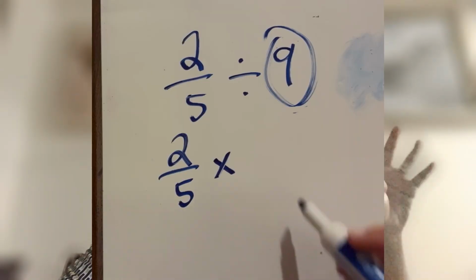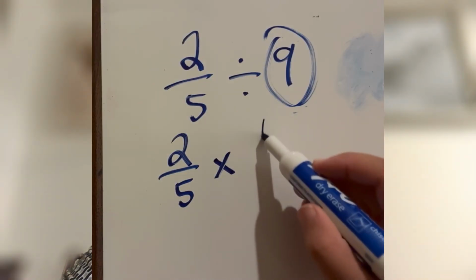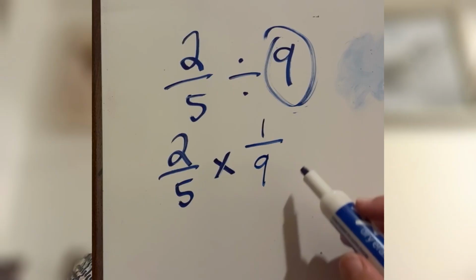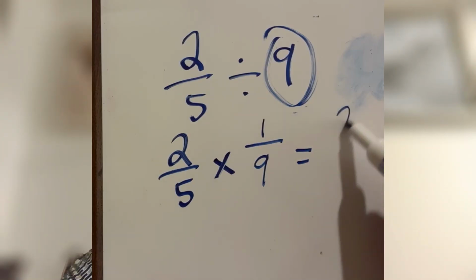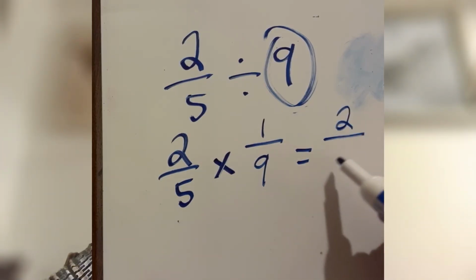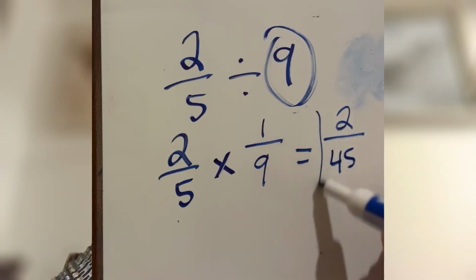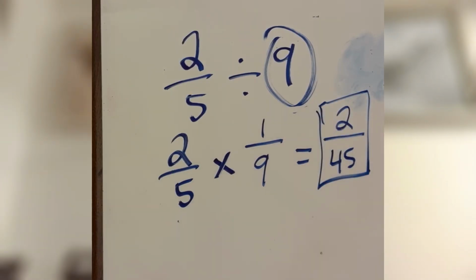So our new problem, we're taking a division problem and making it a multiplication problem, is going to be 2/5 times 1/9. Now we can just multiply these two fractions like we have done in the past. So we're going to have 2 times 1 is 2, and 5 times 9 is 45. And we just want to check that we can't simplify this fraction any farther. And the answer is no. So our final answer for this would be 2/45.